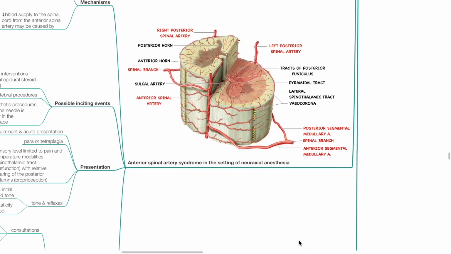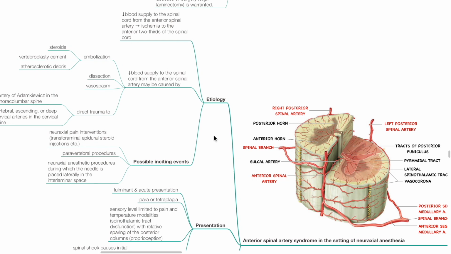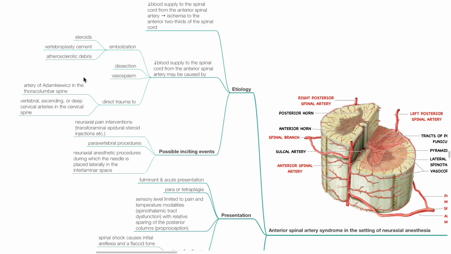Anterior spinal artery syndrome in the setting of neuraxial anesthesia. Etiology. There is reduced blood supply to the spinal cord from the anterior spinal artery, causing ischemia to the anterior 2/3 of the spinal cord. Reduced blood supply to the spinal cord from the anterior spinal artery may be caused by embolization, for example by steroids, vertebroplasty cement, and atherosclerotic debris, dissection, vasospasm, and direct trauma to the artery of Adamkiewicz in the thoracolumbar spine, or direct trauma to vertebral, ascending or deep cervical arteries in the cervical spine.